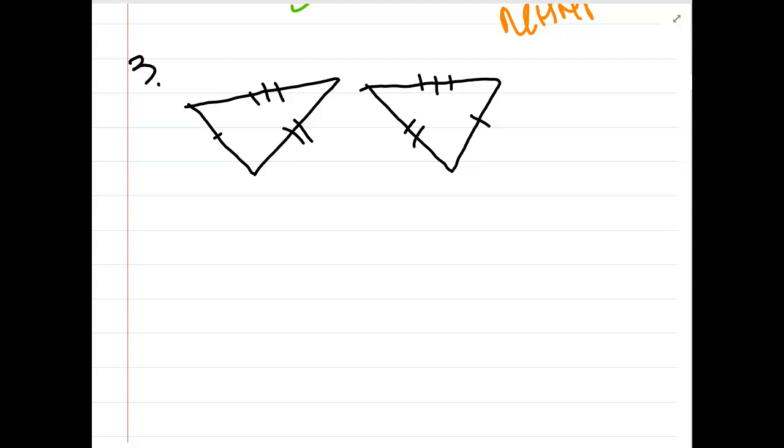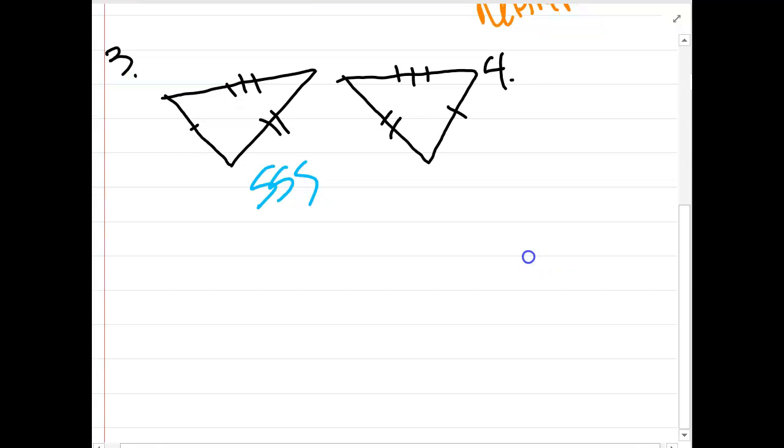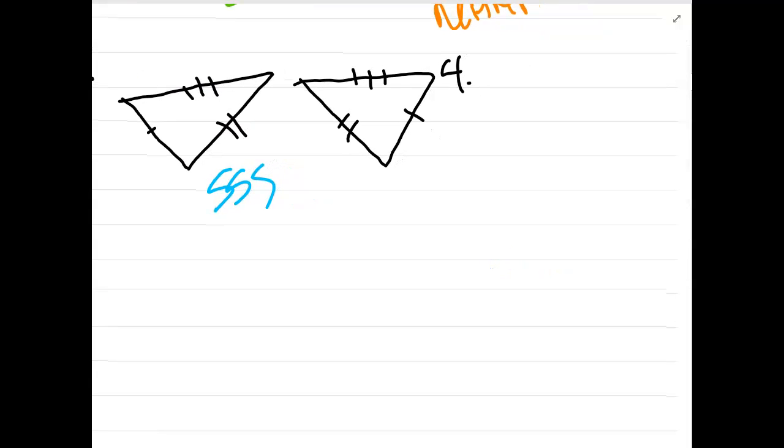Okay. Do I either have 3 sets of congruent sides or a side and then an angle and then a side? What do I have? I have side, side, side. I have 3 sets of congruent sides. This is all you're doing on the front side of your homework. Okay? Let's do one more of these.